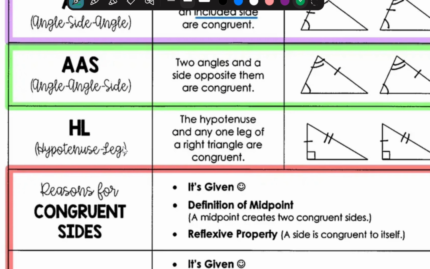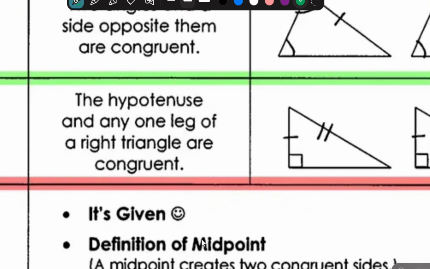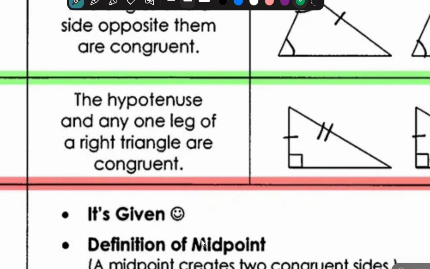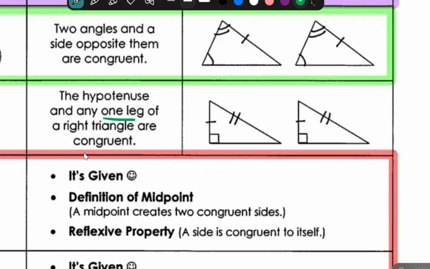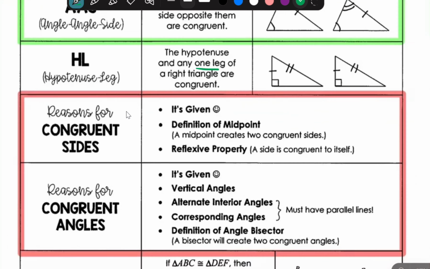And then we also have the hypotenuse leg, which just means that the hypotenuse of any one leg of the right triangles are congruent. Okay, if you have 2 right triangles and any one of their legs are congruent to each other and their hypotenuse are congruent to each other, then you know that they are congruent.